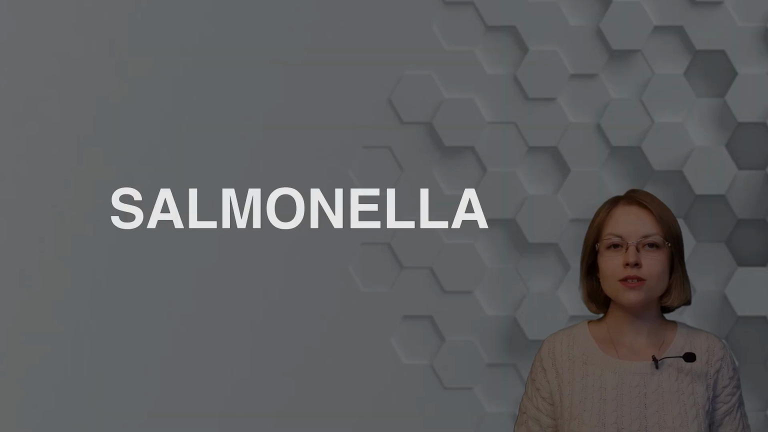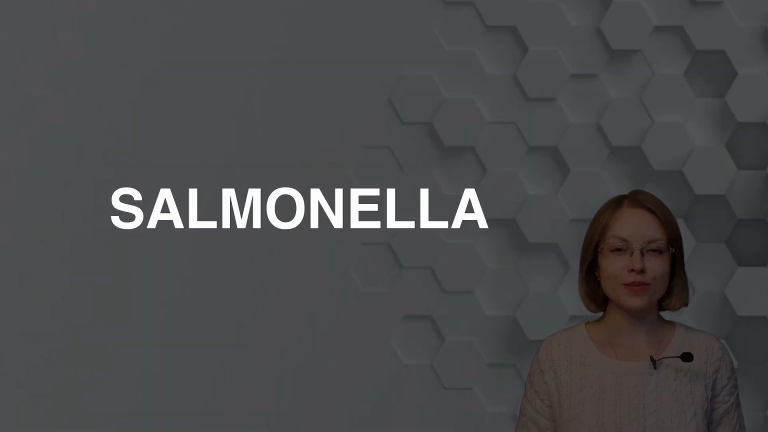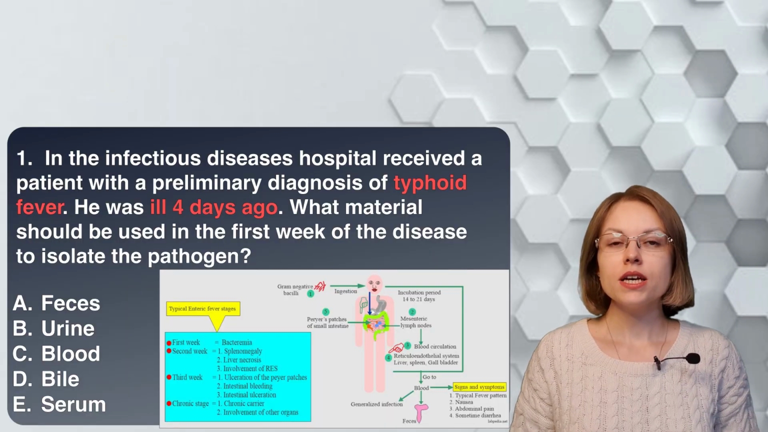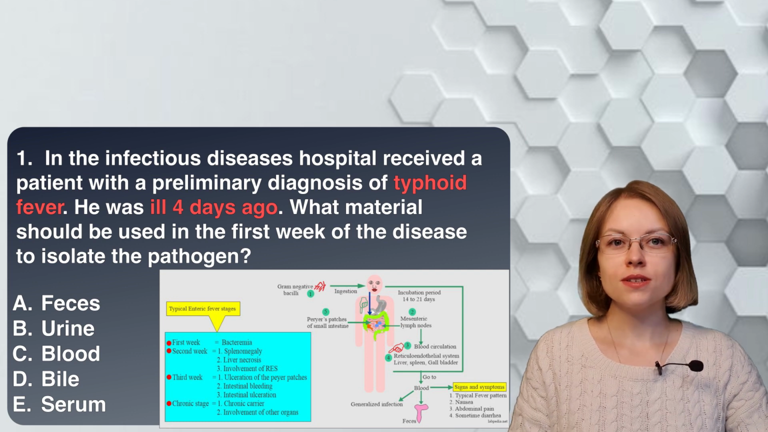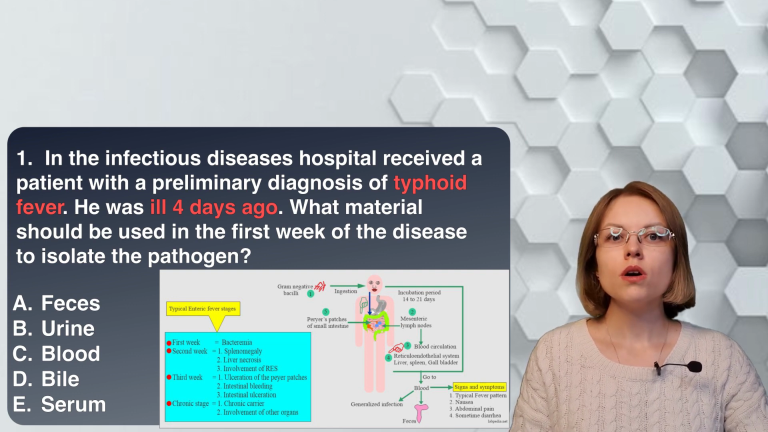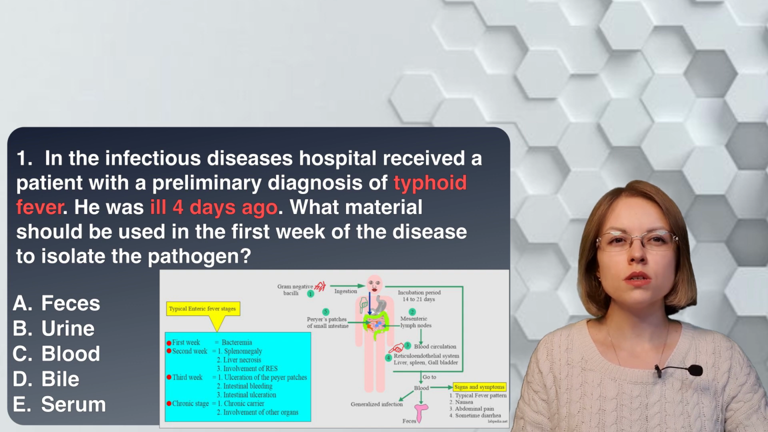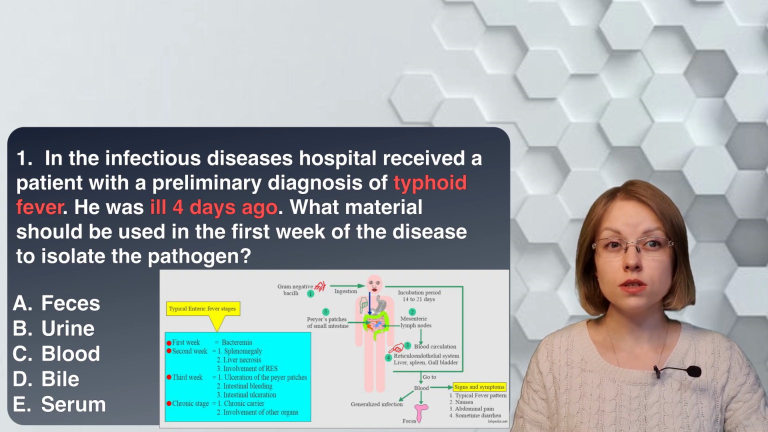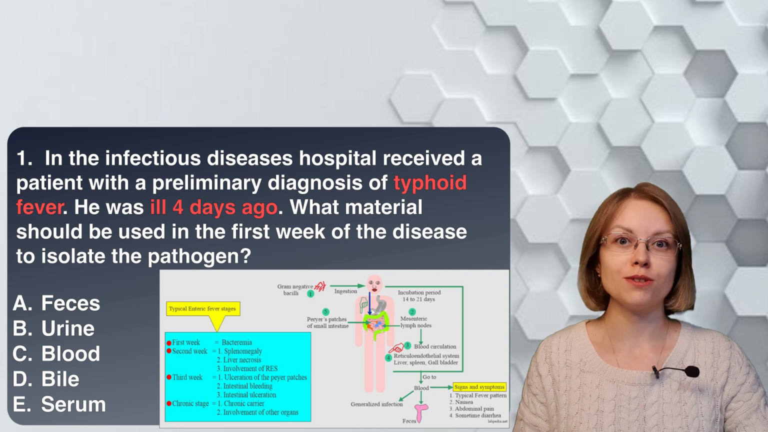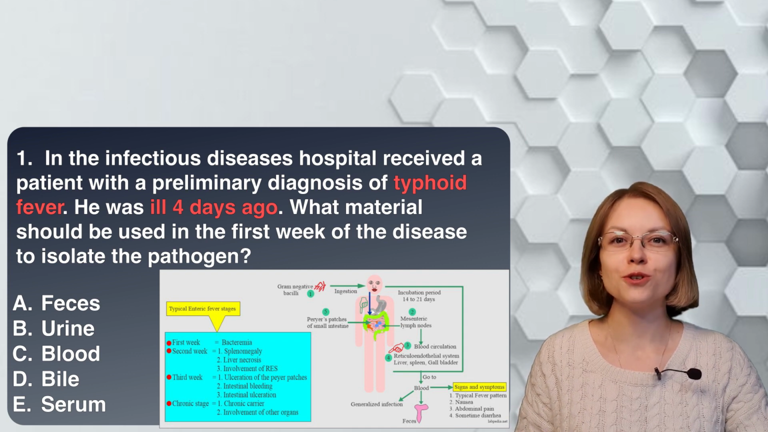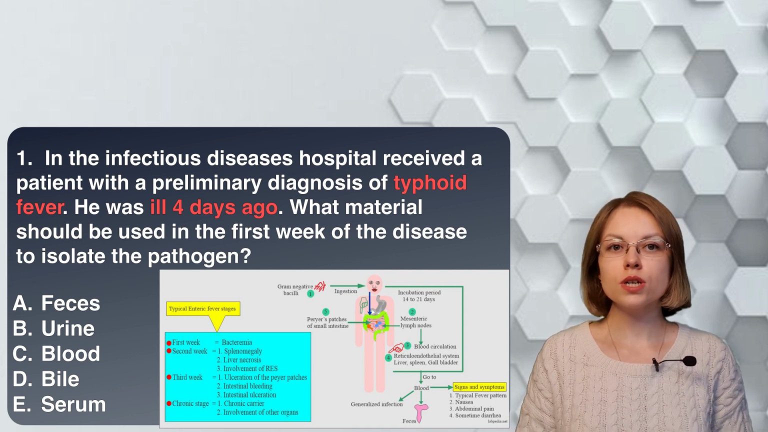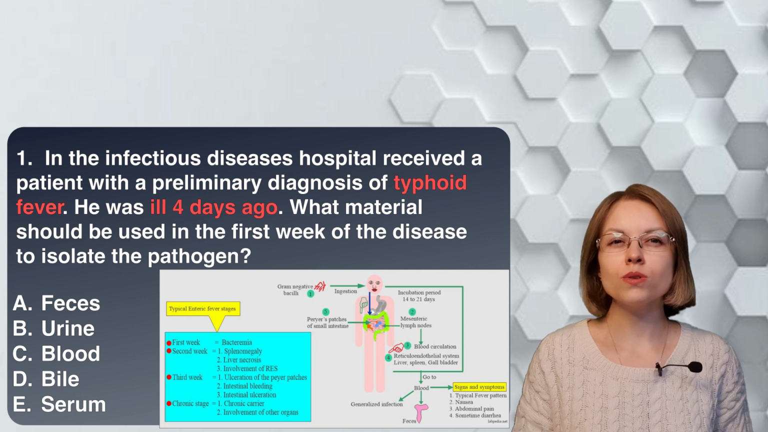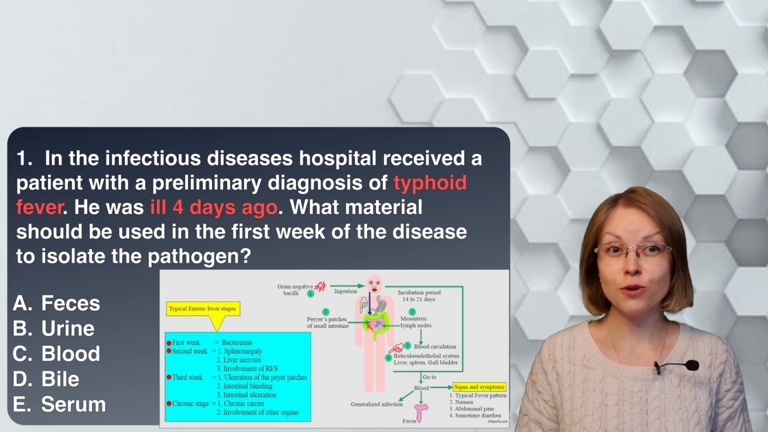And now let's talk about Salmonella tests. Test number 1. In the infectious diseases hospital received a patient with a preliminary diagnosis of typhoid fever. He was ill 4 days ago. What material should be used in the first week of the disease to isolate the pathogen, the causative agent of typhoid fever? To mark the correct answer, you need to recall the pathogenesis of typhoid fever.